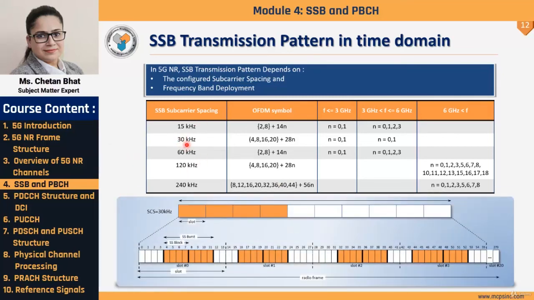If we take the example of 30 kilohertz and put the value of N as 0, the positions of the OFDM symbols for SSB will be 4, 8, 16 and 20. So we have 4 over here, then 8, then 16 and then 20. Then taking N as 1, we have 32, 36, 44 and 48. So these are the different positions of the SSB block with respect to the subcarrier spacing as well as frequency.